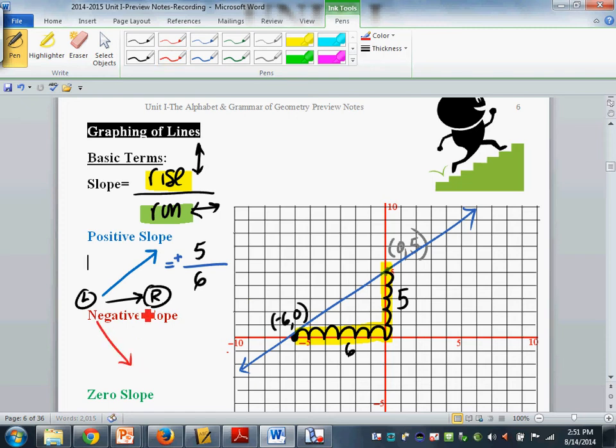Now, a negative slope is going to go downward from left to right. So let's use that 0, 5. Now I'd like you to put a dot at 9, 0. Let's string a line through 0, 5, and 9, 0.